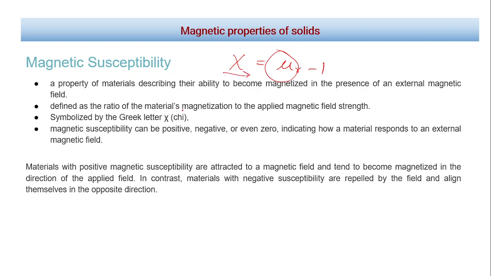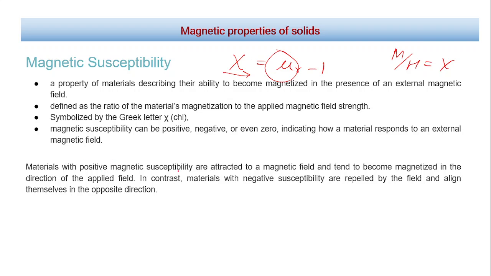It is also the ratio of the material's magnetization to the applied magnetic field strength. So when we apply a magnetic field, the magnetic moments align, depending on the material, and then we get magnetic moments per unit volume. This is the ratio. It is given by the letter chi. Magnetic susceptibility can be positive, negative, or zero depending on the material, and accordingly we get permeability more than 1 or less than 1 or even equal to 1.